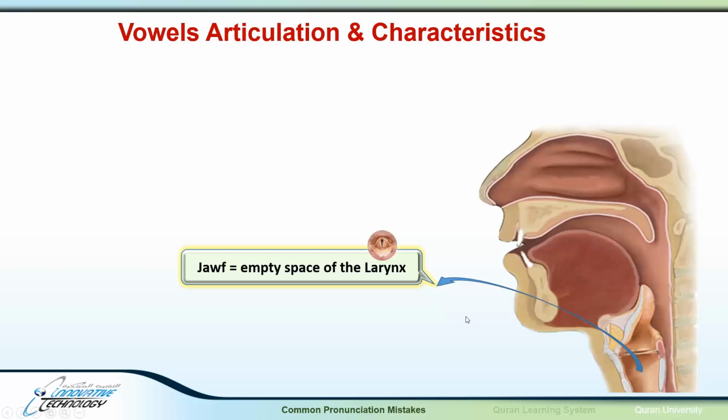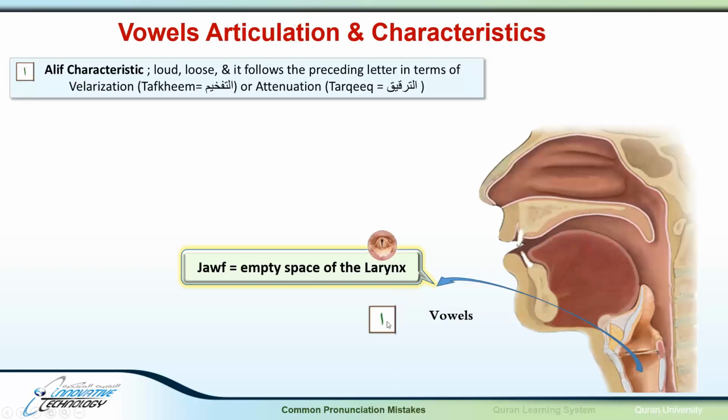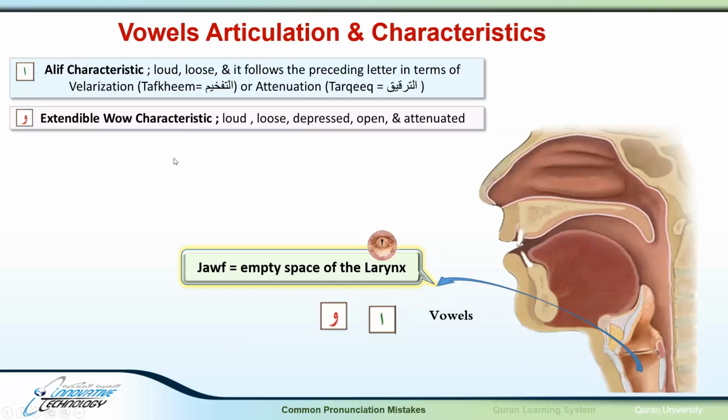Now, those letters are basically the vowel letters, and they are the alif, which is characterized by being loud, loose, and it follows the preceding letter in terms of velarization, tafkhim, or attenuation, tarqiq. The second vowel is the waw. The waw actually comes in 2 forms: the vowel, which is the extendable waw, and the non-extendable waw. What we're discussing here is the extendable waw, which is the vowel. The extendable waw is loud, loose, depressed, open, and attenuated.